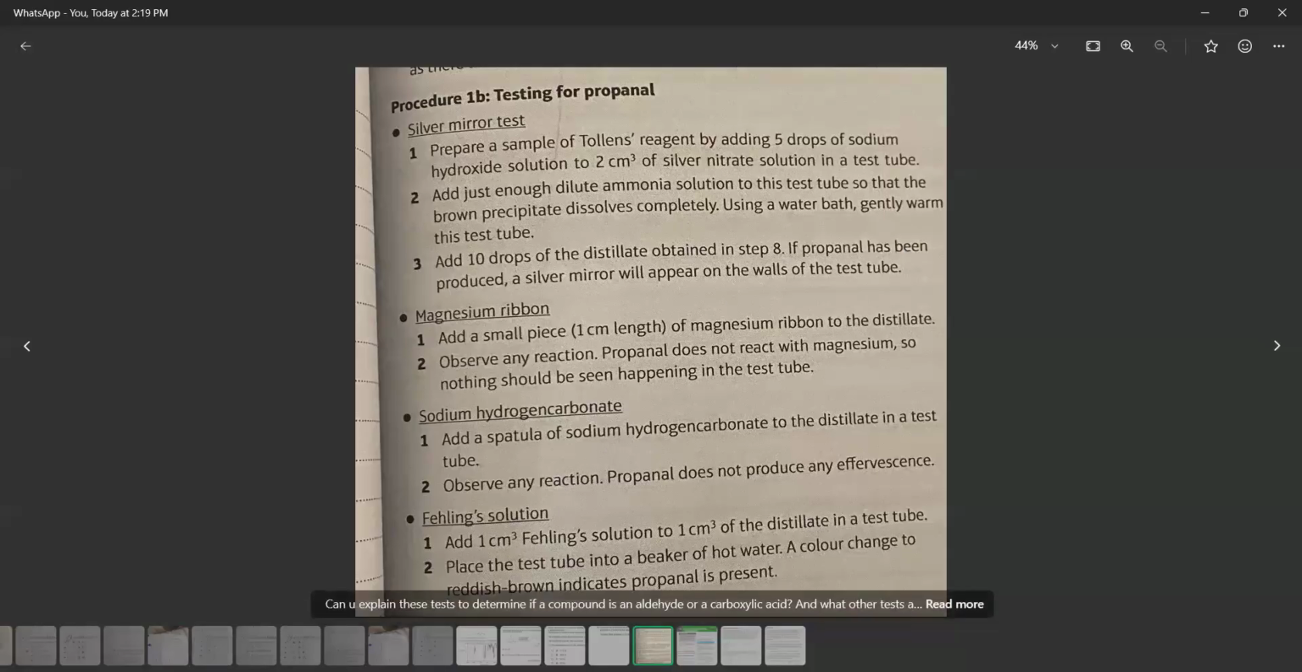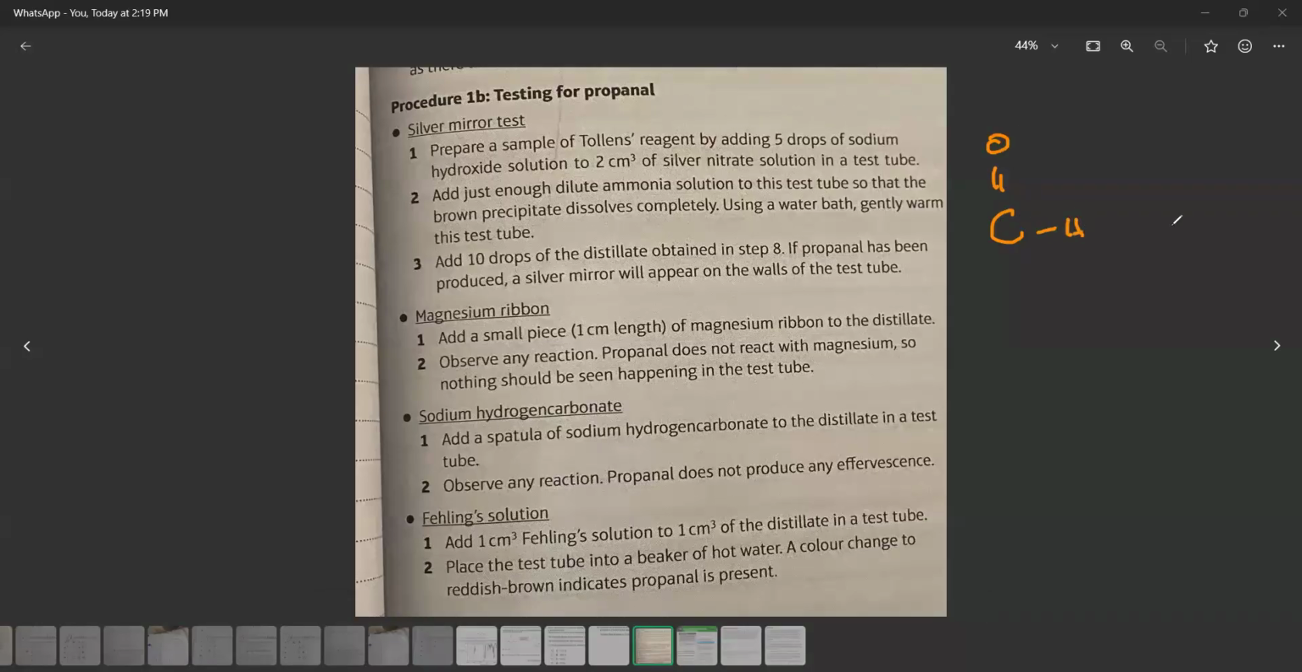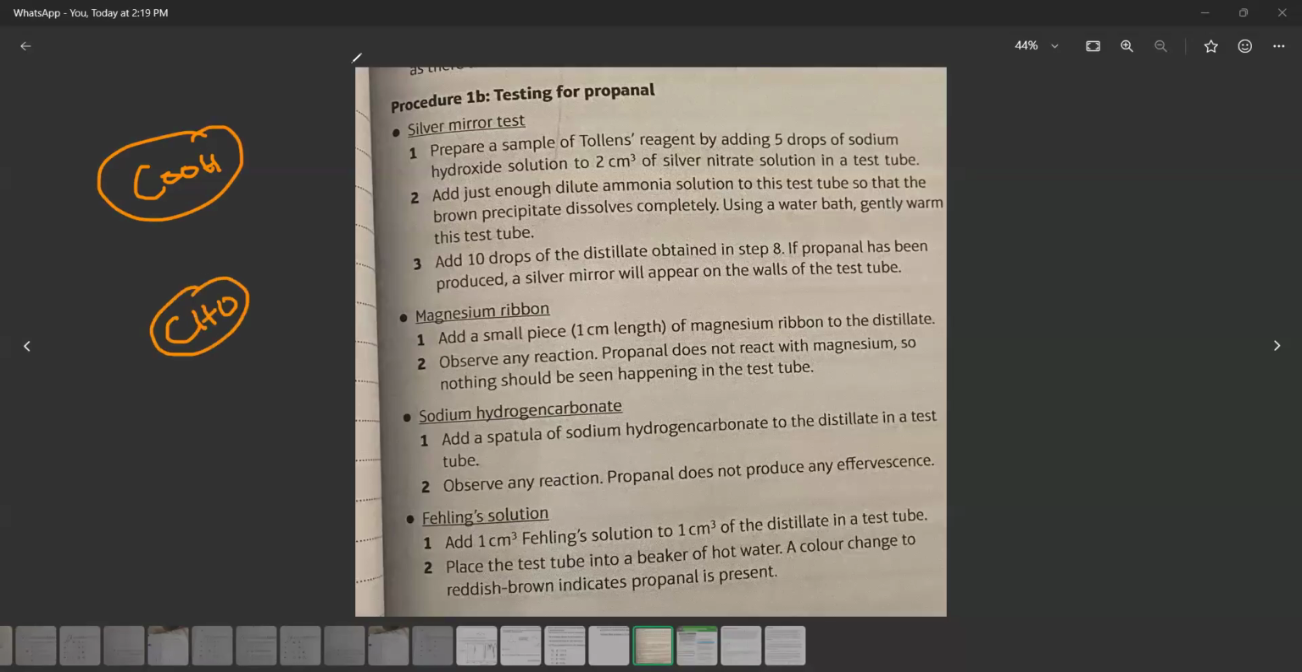Then can you explain the test to determine if it's an aldehyde or a carboxylic acid? Okay. Look, aldehyde can be oxidized. First thing, if you want to test for the carboxylic acid, if we have C double bonded with O and we have CHO, how can I distinguish that it's a carboxylic acid, not an aldehyde?